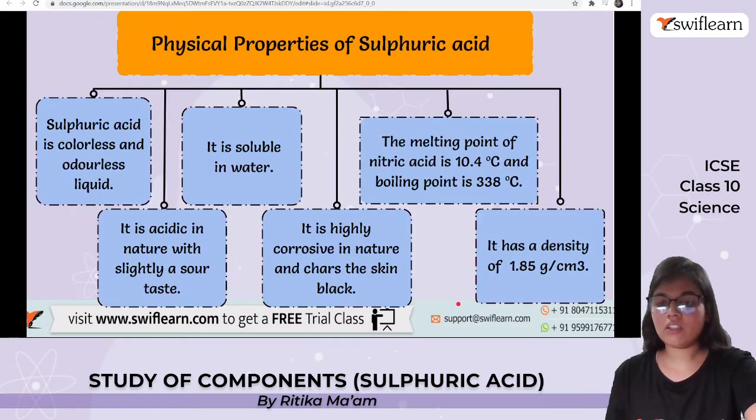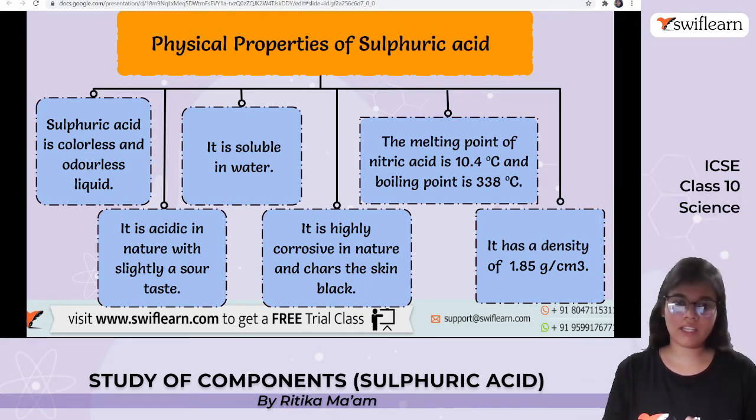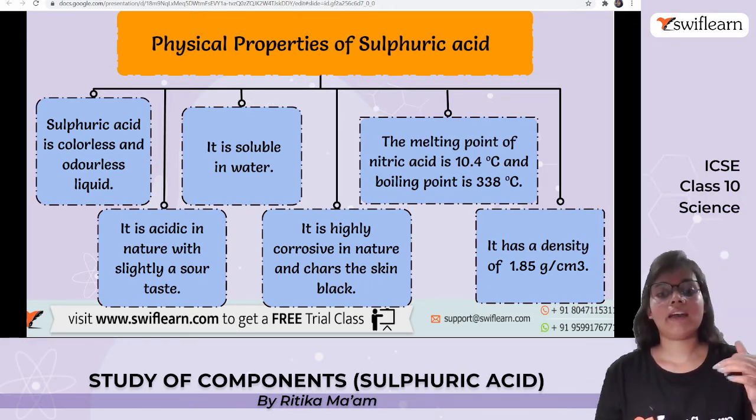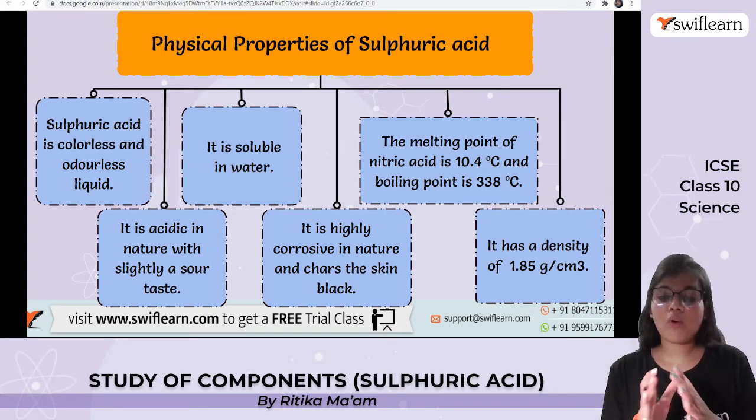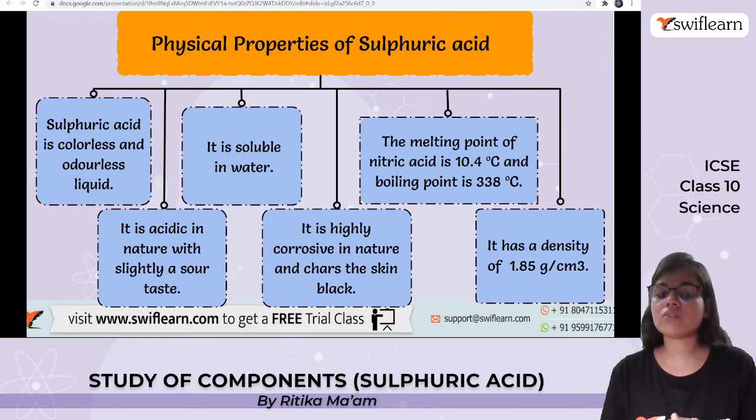Now let us move further to physical properties of sulfuric acid. It's colorless, no smell. It is very well soluble in water, and since it is acid, it has acidic nature with sour taste. Next, it has a very corrosive nature and it chars the skin black. So it is one of the most strong acids. It is very corrosive, so it's always better to stay away. The melting point of sulfuric acid is 10.4 degrees Celsius, the boiling point is 338 degrees Celsius, and the density is 1.85 gram per centimeter cube.